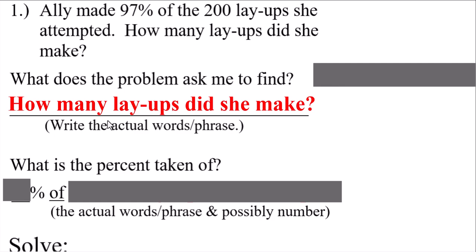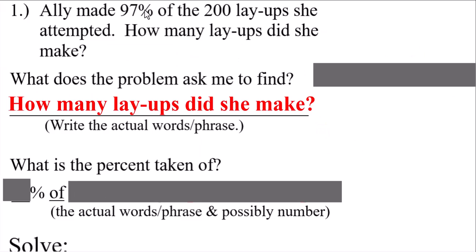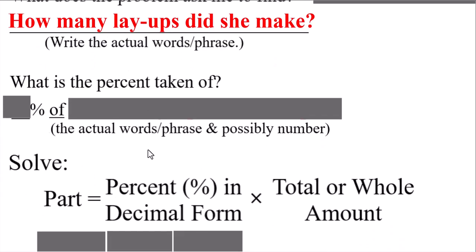So asking you to find how many layups, that's not asking for a percent. So we're not going to do part divided by whole, because that's what you do to get the percent. We are not asked to get the percent. In fact, they already told us the percent. So we are trying to find the number of layups. So instead, we're going to use the percent equation.